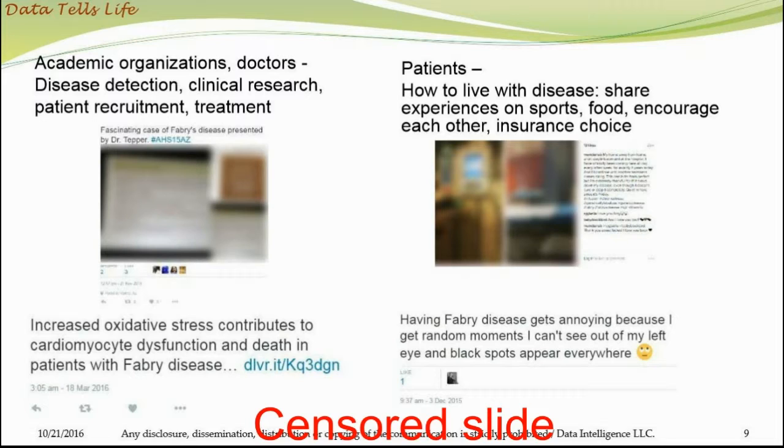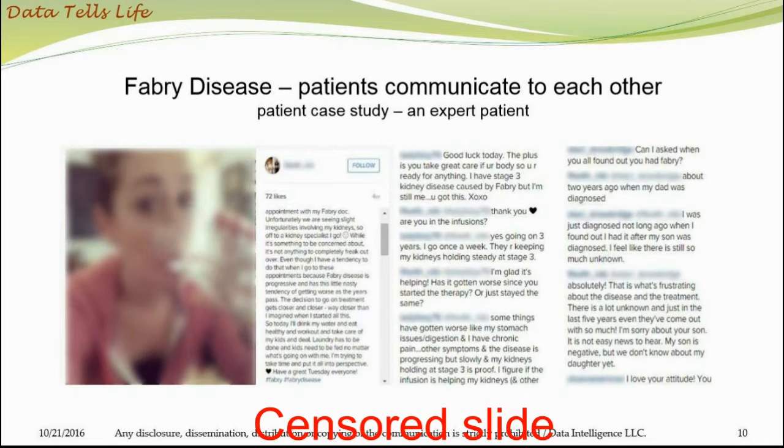However, we discovered a very interesting phenomenon. Academics and doctors stay together, and we rarely see a patient following a doctor's feed. And patients also tend to stay together with patients. This is a patient leader with Fabry disease, and this patient is actively sharing her life experience on Instagram, almost every day posting 1 to 2 photos to show how she lives with the disease.